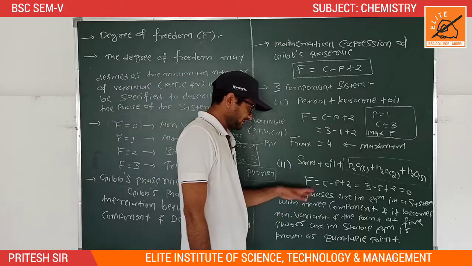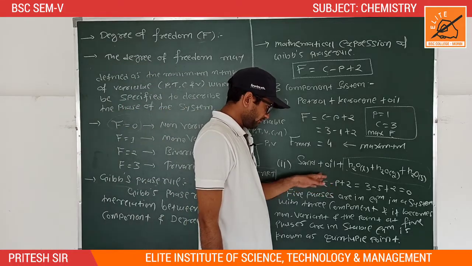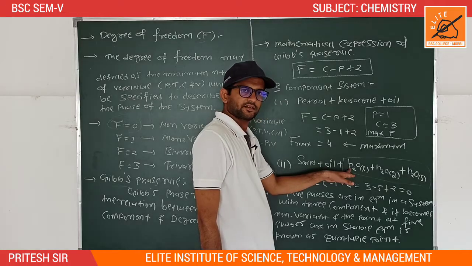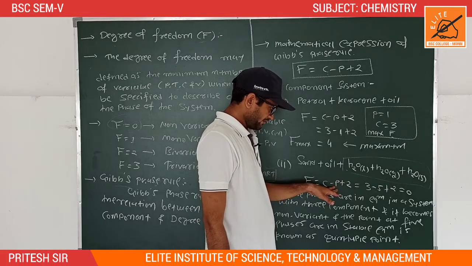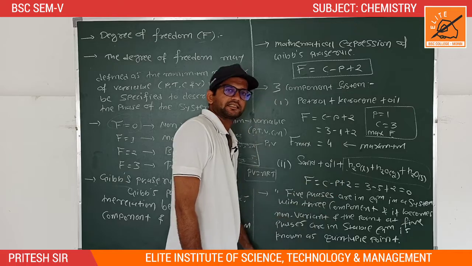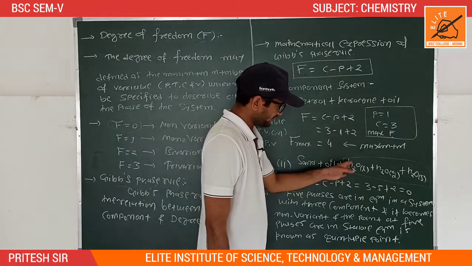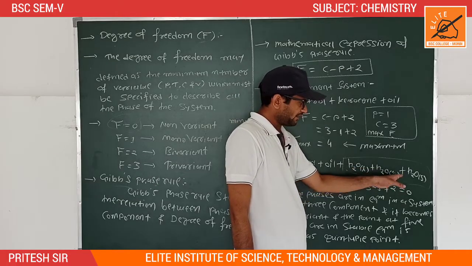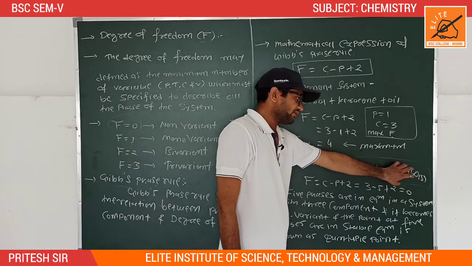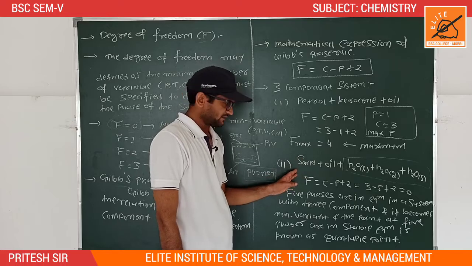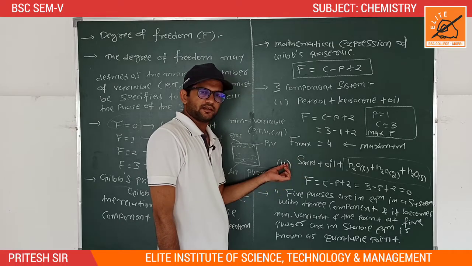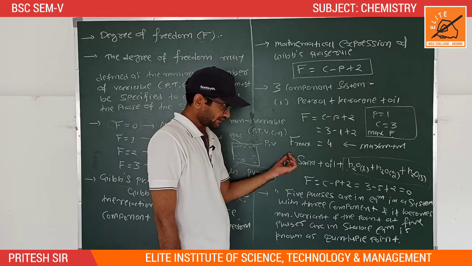So the value of components is equal to sand plus oil plus water. It means 3 components minus P. P means phases. Here we can see sand plus oil plus water in liquid form, water in gaseous form, and water in solid form. These do not form a homogeneous mixture. So it is an immiscible type example.